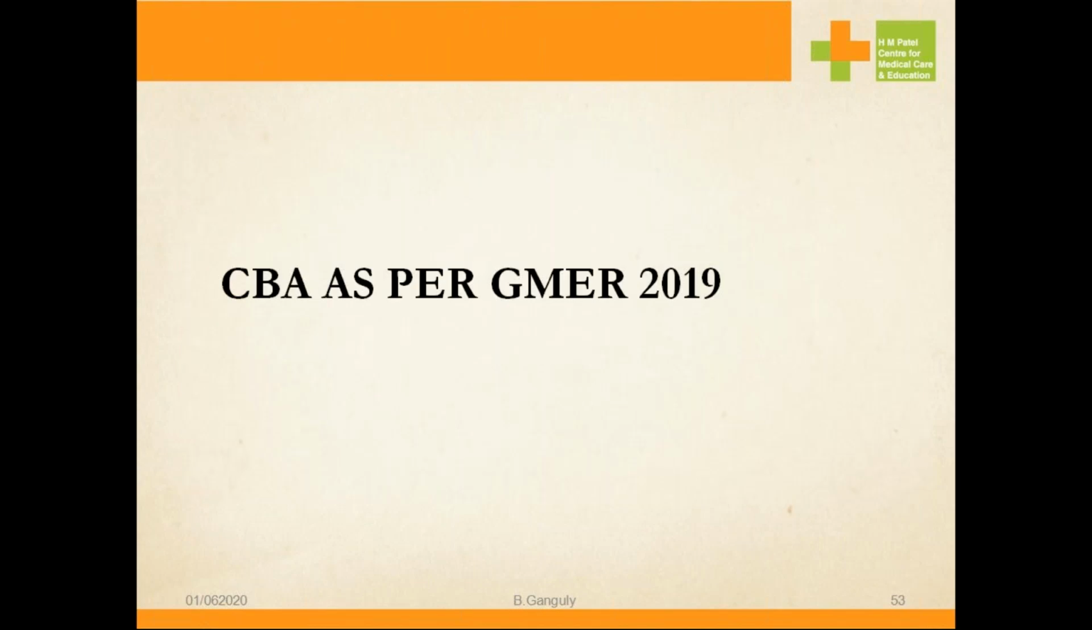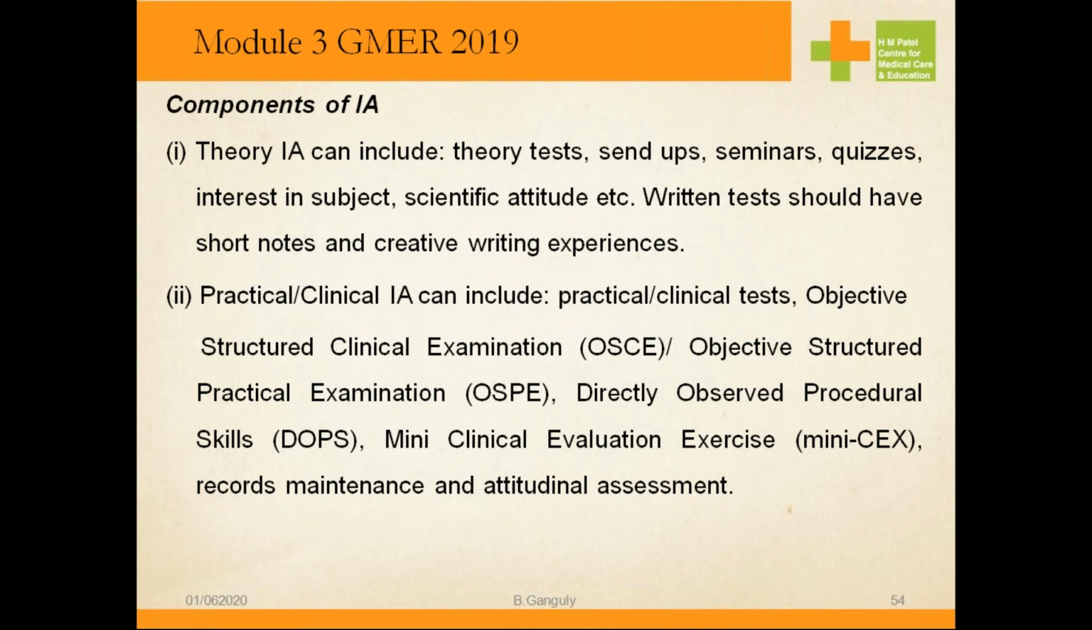Now going back to CBA, what GMER 2019 is telling, I'm just quickly going through that. GMER mentions the components of internal assessment. Those who have read it know that it is a little different now from what we were following. There is internal assessment, both in theory as well as in practical. Theory includes theory tests, set-ups, seminars. I have just copied it from the document itself. Nothing new I have created here. Interest in the subject, scientific attitude, written test should be short notes, and creative writing experience.